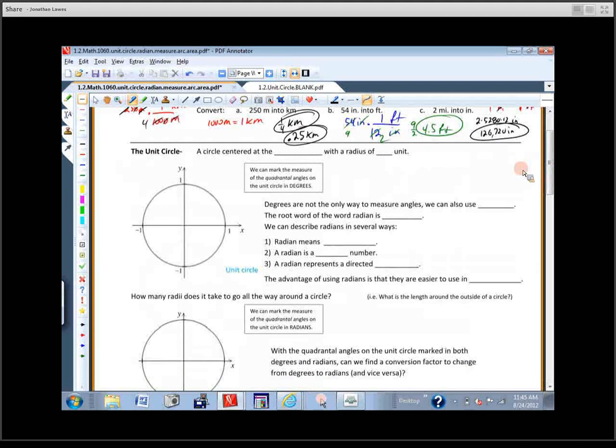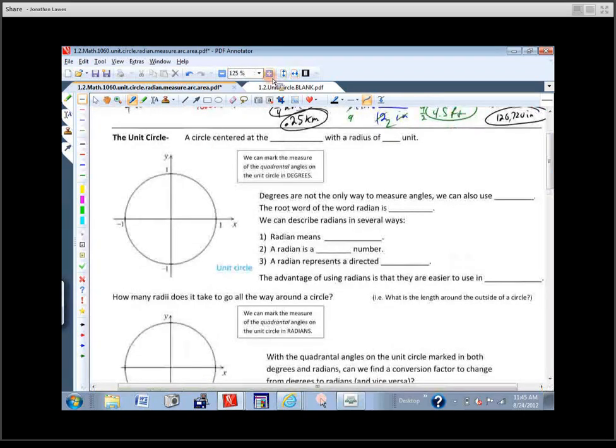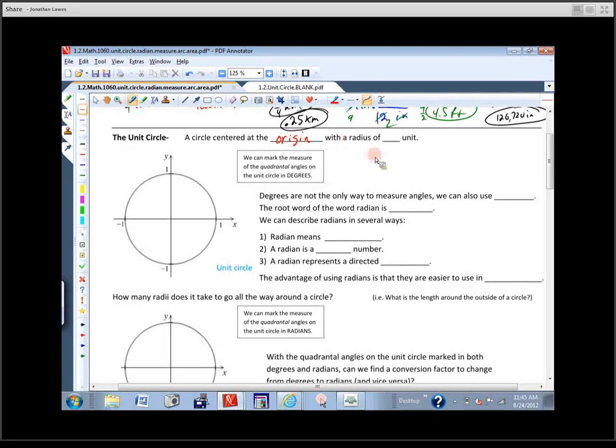Okay, all right, so let's take a look at what we're actually studying today. We're going to use conversion factors in just a second, but what we're going to talk about right now is something called the unit circle. The unit circle has that name because it's a circle centered at the origin with a radius of 1 unit. It doesn't really matter right now whether it's feet, inches, yards, meters, kilometers, whatever it happens to be. Circle centered at the origin with a radius of 1 unit. That is the unit circle.